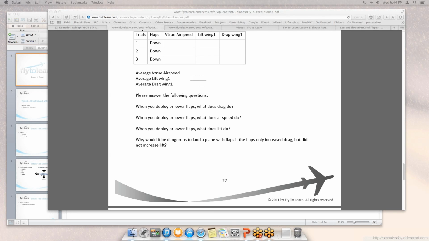And Alex, can you answer my next two? Alex, when you lower your flaps, what does the lift do? The lift increases. Excellent job. And Alex, can you answer my last question? Why would it be dangerous to land a plane with the flaps if the flaps are only increasing drag but did not increase lift? Because you would crash. Excellent job. Thank you, Taha, for answering, as well as Nathan. Appreciate the participation. Thank you, Alex.